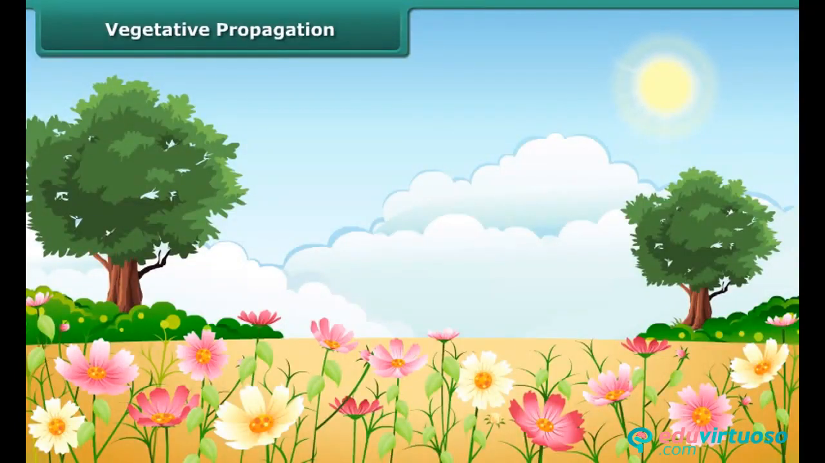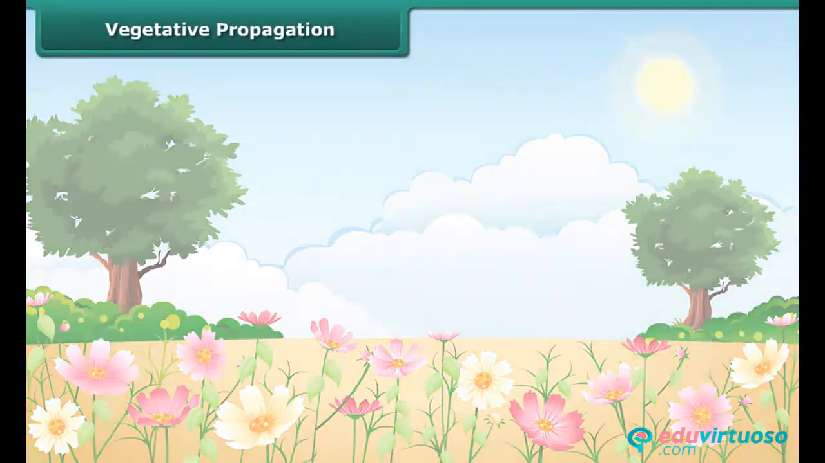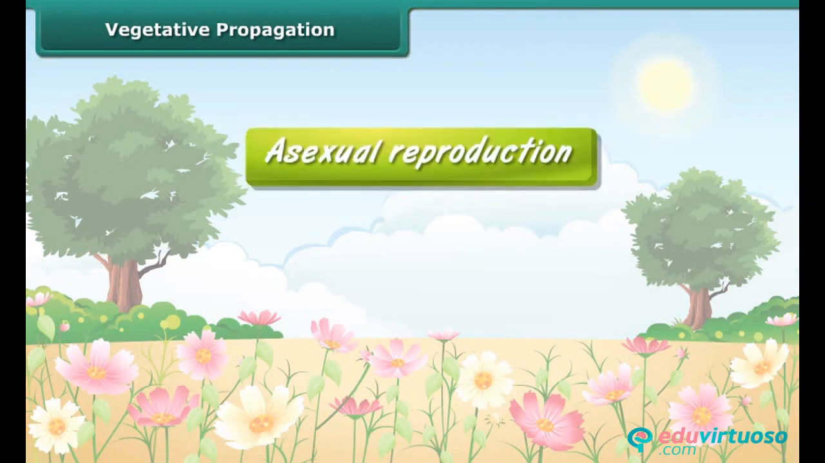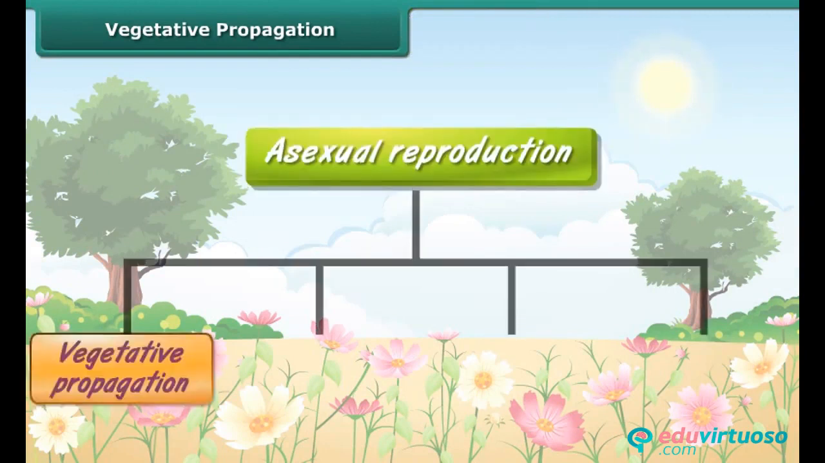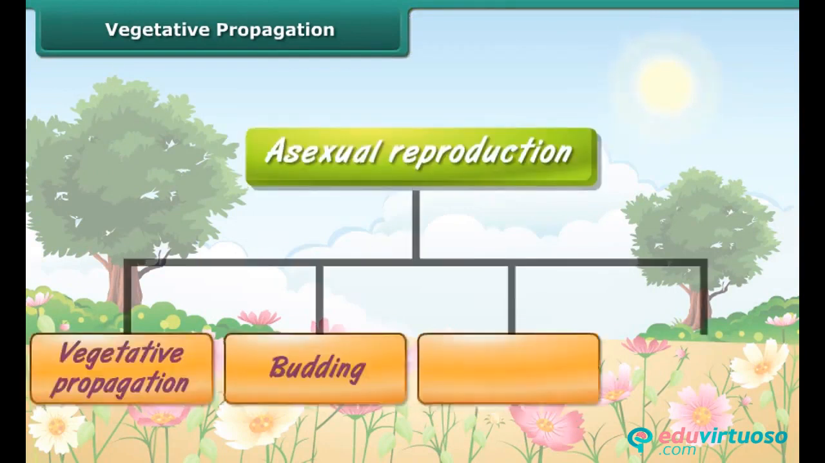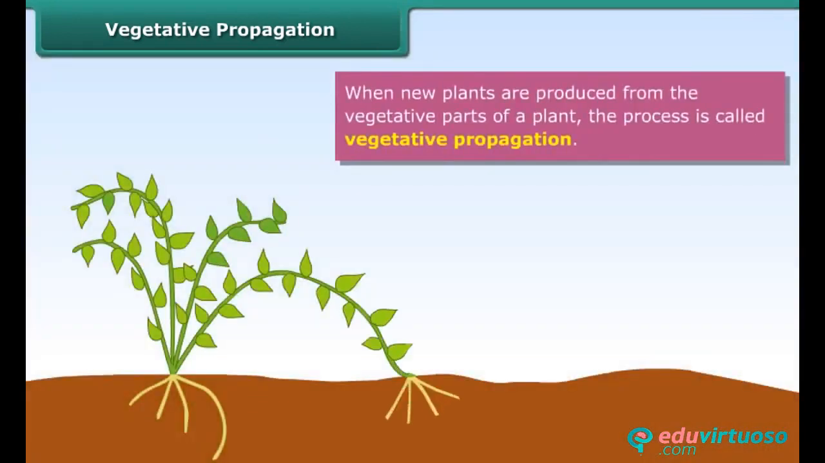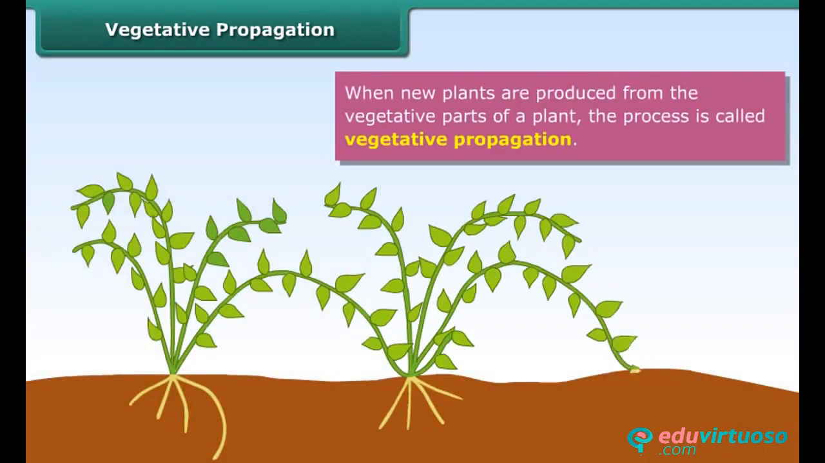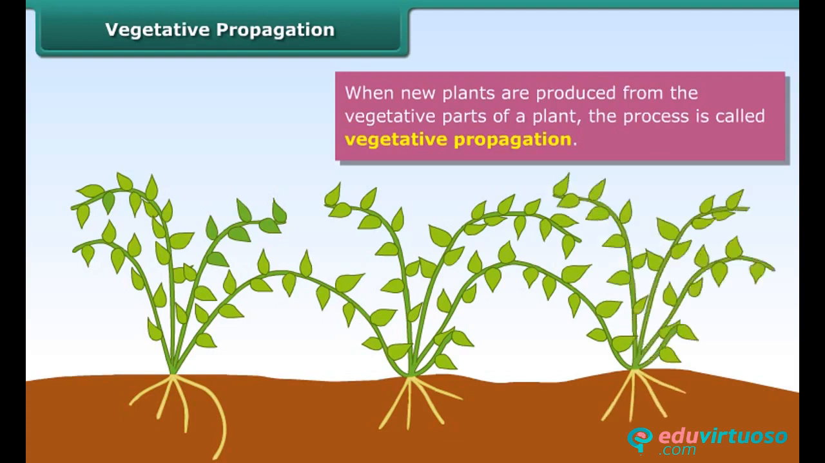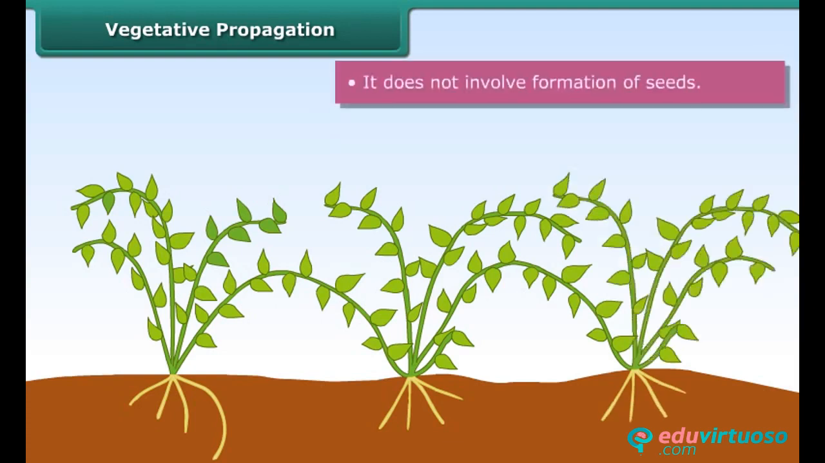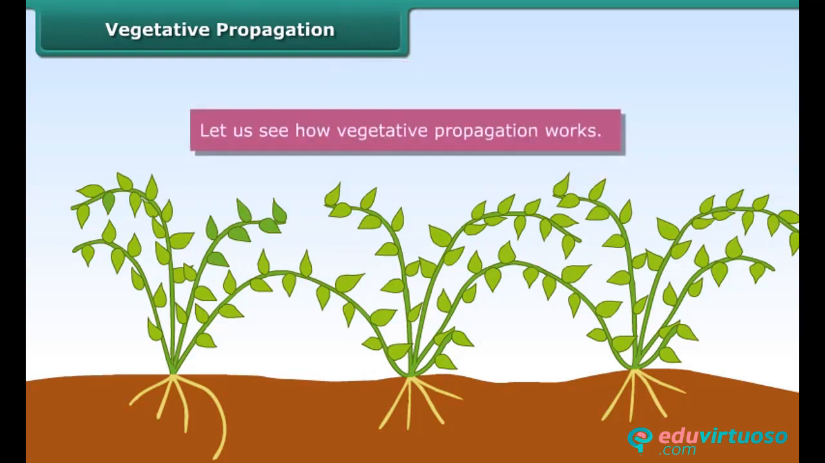Vegetative propagation. Different methods of asexual reproduction are vegetative propagation, budding, fragmentation, and spore formation. Let's discuss them in detail one by one. When new plants are produced from the vegetative parts of a plant, the process is called vegetative propagation. It does not involve formation of seeds. Let us see how vegetative propagation works.